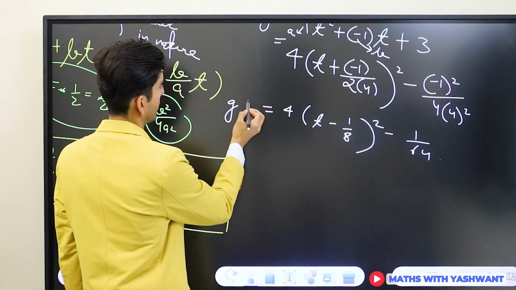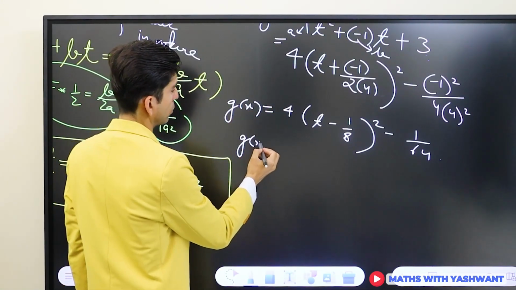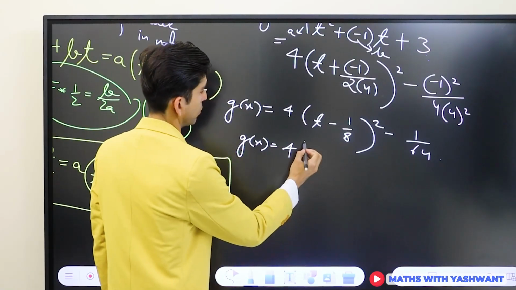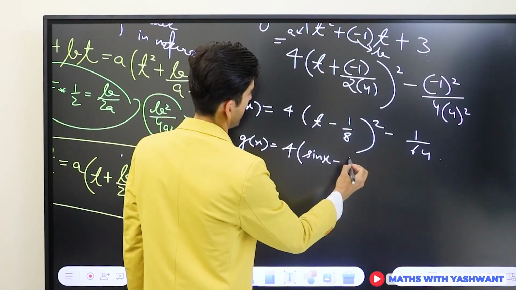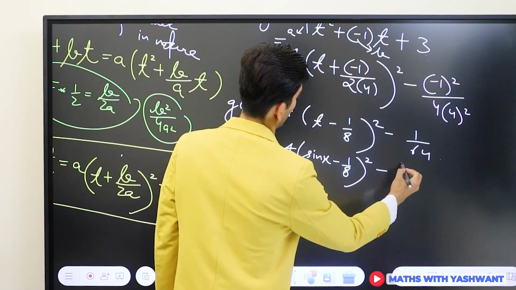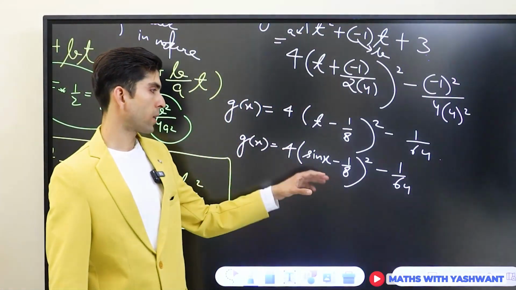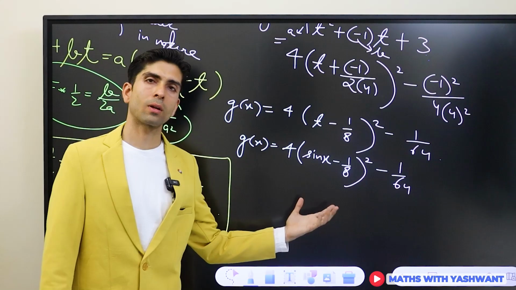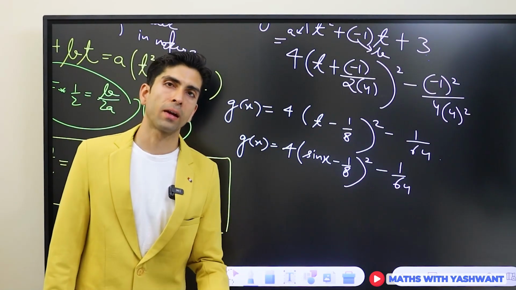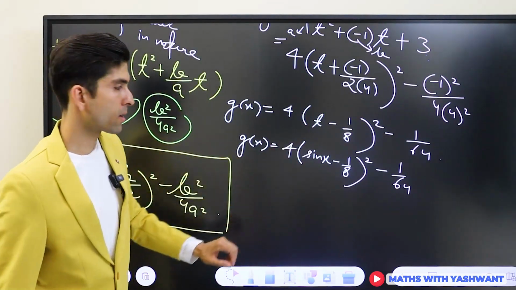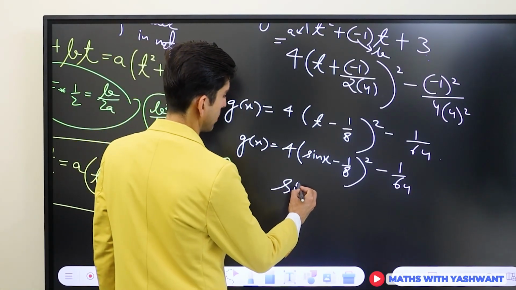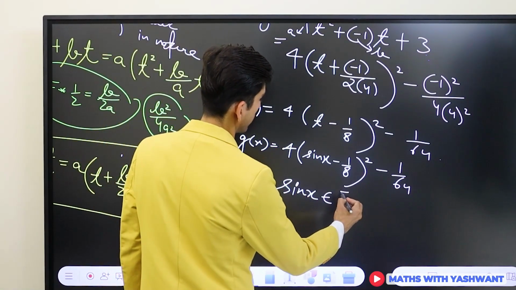Now this is your gx, and we back substitute the value of t as sin x, so we have 4 times sin x minus 1 by 8 whole square minus 1 by 64. So we find the range of this functional expression, which looks a little bit complicated and scary, but don't worry, we'll do that.